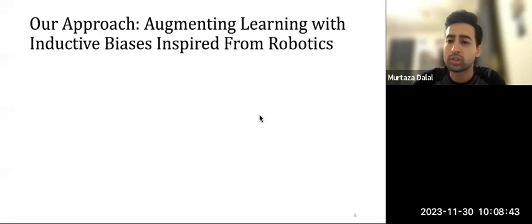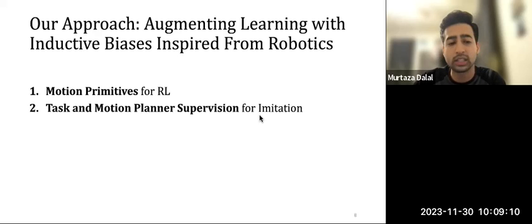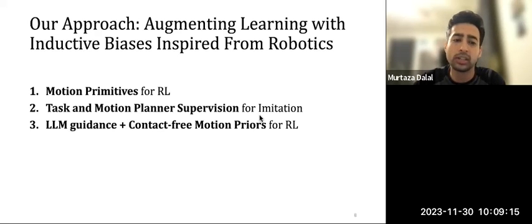Now, the approach that I'm going to talk about in this talk is about augmenting learning with inductive biases inspired from robotics. How can we take lessons from robotics and use that to massively speed up our learning algorithms, to improve their performance, to generalize much better, and to fundamentally be able to solve tasks that we couldn't easily do before? So for that, we'll use motion primitives for reinforcement learning, which will be the first topic we'll discuss. Then task and motion planner supervision for imitation learning. And finally, LLM guidance plus contact-free motion planners, again, for reinforcement learning.